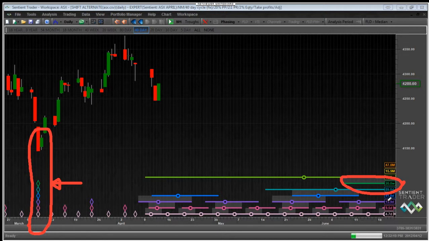Because of the color coding of that topmost diamond. That topmost diamond is green, and it relates to the 20-week cycle. And there you can see at the far right of the chart, it says 20 weeks, which is the actual average wavelength of that cycle at the moment. So the most recent trough of the 20-week cycle occurred early in March.